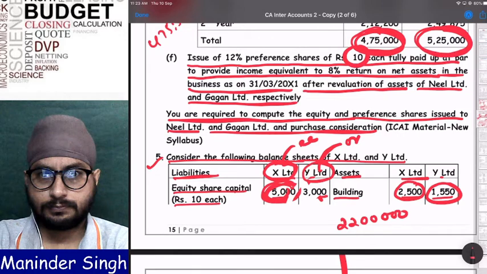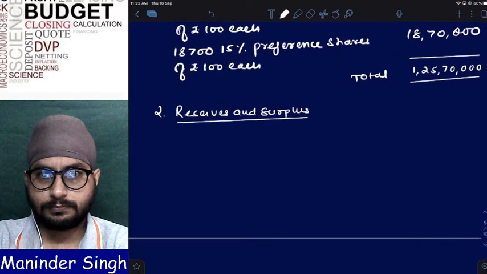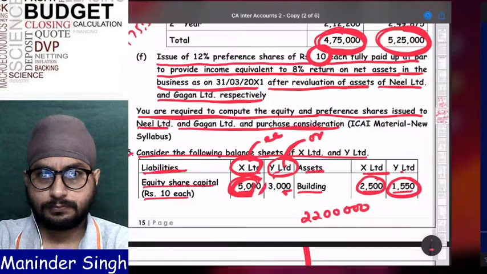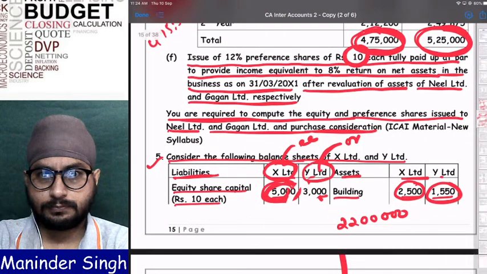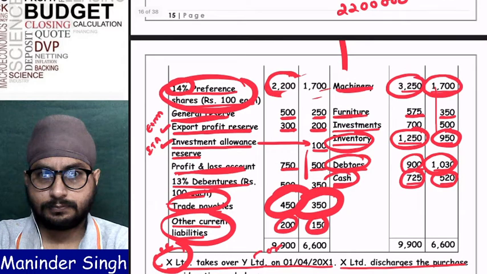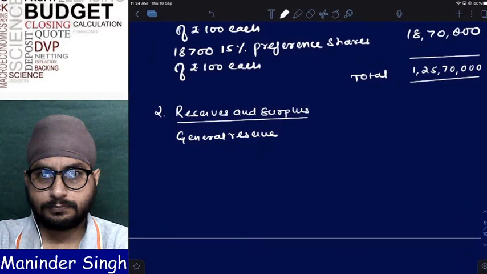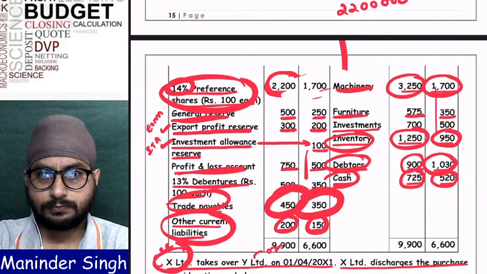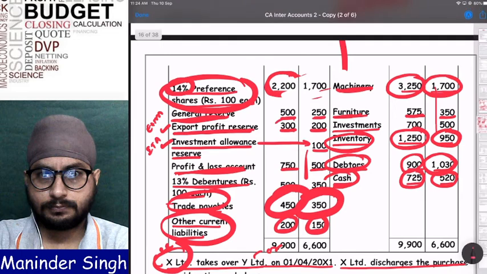Will I take the general reserve of the transferor? No. Clear? So in the general reserve, how much should I take? 500. Clear? General reserve 500. Next. Tell me, will I take the export profit reserve for X Limited?